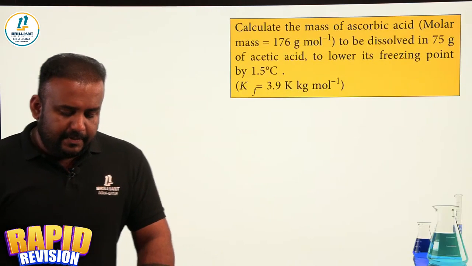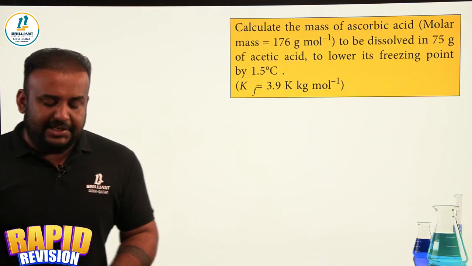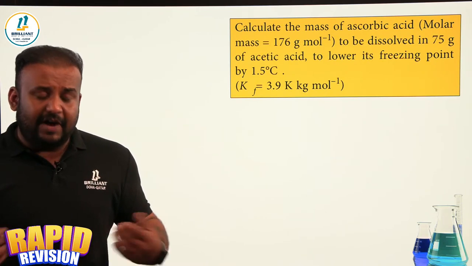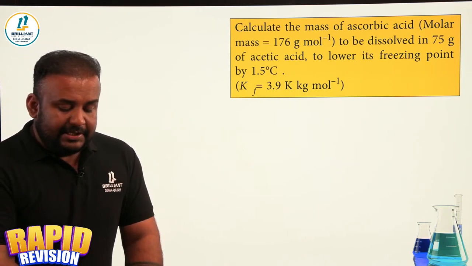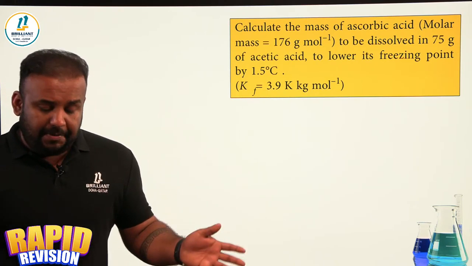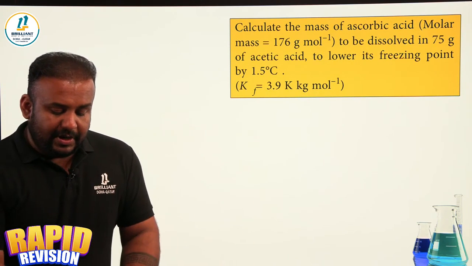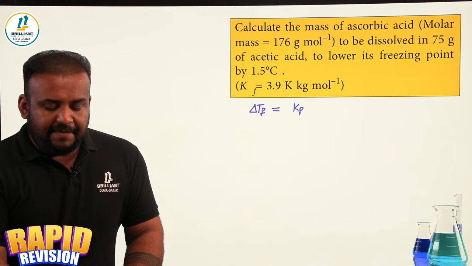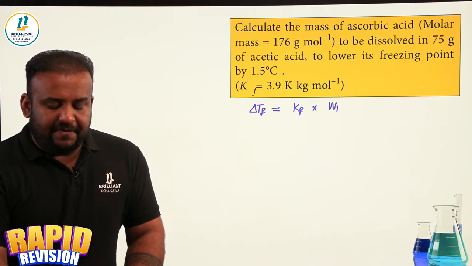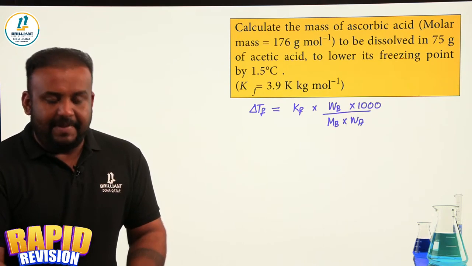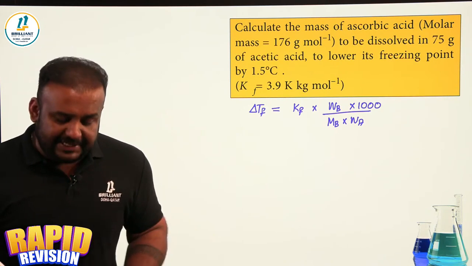Calculate the mass of ascorbic acid to be dissolved in 75 gram of acetic acid to lower its freezing point by 1.5 degrees Celsius. See, that's again a question related to the colligative property, the freezing point. So coming to our equation, delta TF is equal to KF into molality. What is the expression for molality? WB by MB into WA in grams into 1000. This is our basic expression of freezing point.